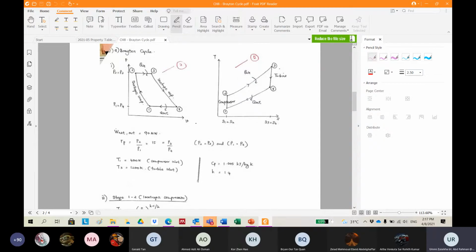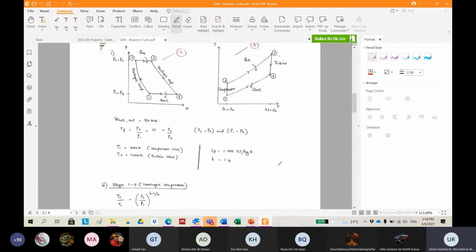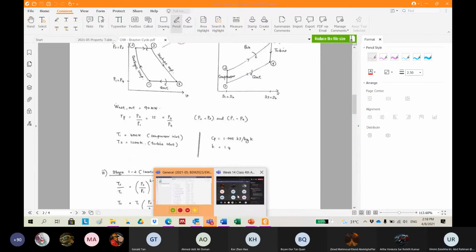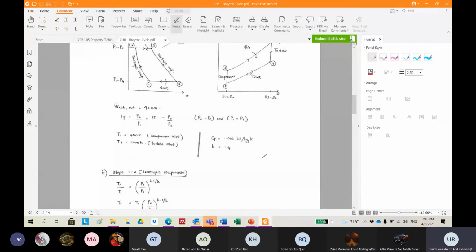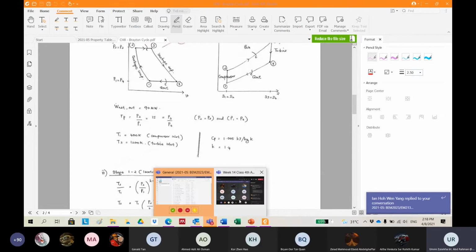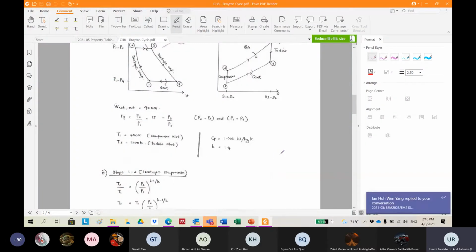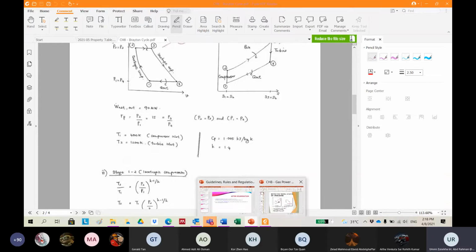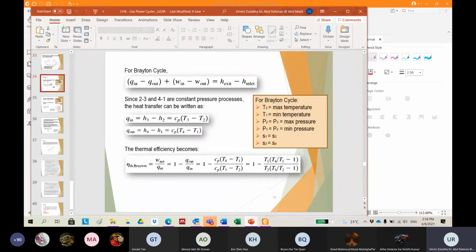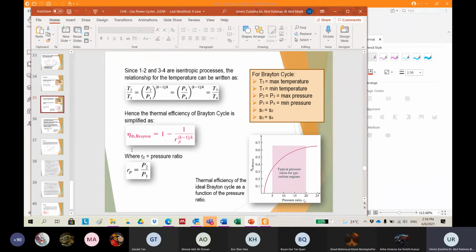Okay, all right. So this one, you get all the information. Any question you can ask. So you have also been given the pressure ratio. Okay, so pressure ratio, if you refer to the slide, what is the meaning of this pressure ratio? This is pressure ratio P2 over P1.